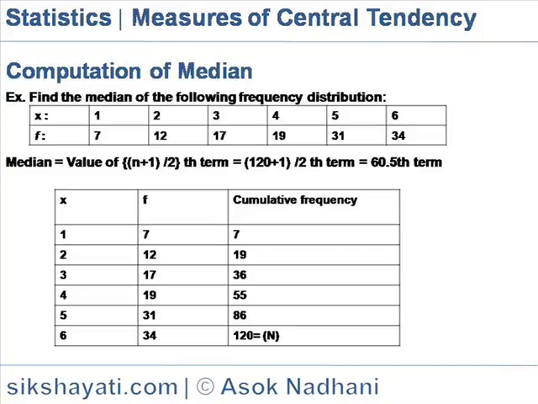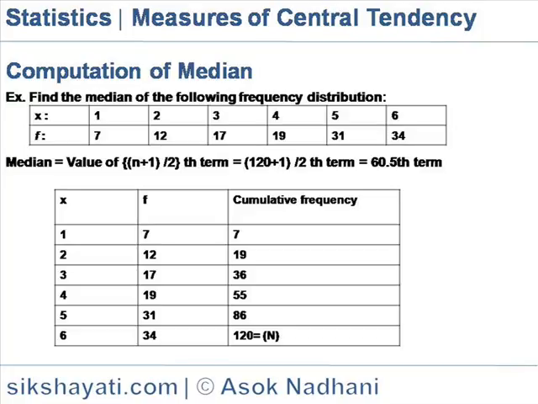The table shows the frequency distribution of the data. So here median is equal to the value of the (n plus 1) by 2th term, that is 120. 120 is the cumulative frequency as shown in the next table. So that comes to 120 plus 1, that is 121 by 2, that is the 60.5th term.